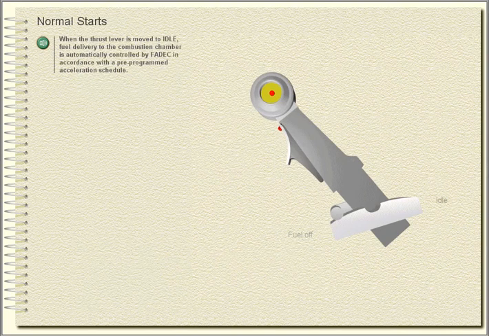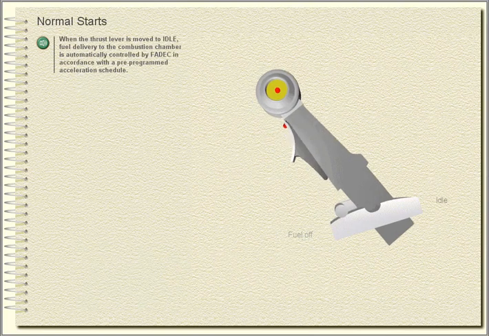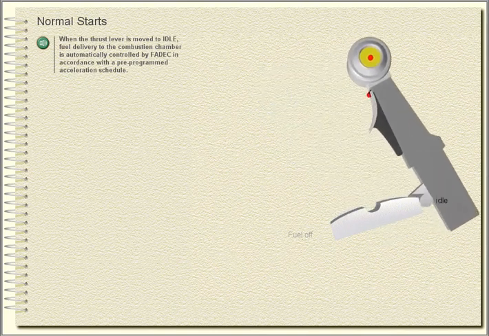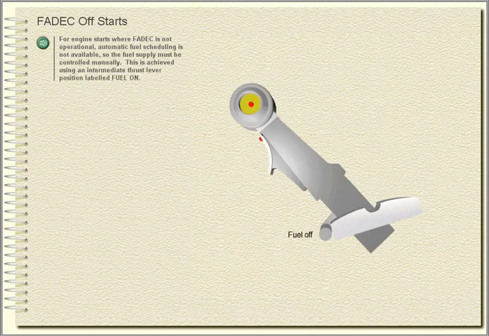Normal starts. When the thrust lever is moved to idle, fuel delivery to the combustion chamber is automatically controlled by FADEC in accordance with a pre-programmed acceleration schedule. FADEC off starts. For engine starts where FADEC is not operational, automatic fuel scheduling is not available, so the fuel supply must be controlled manually. This is achieved using an intermediate thrust lever position labelled Fuel On.